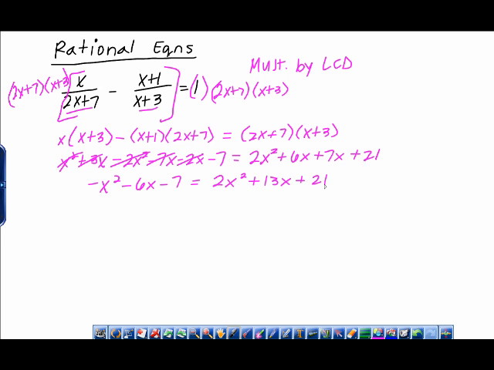I'm looking over here though and I'm thinking it would be much easier to go ahead and add x squared and to add 6x. Remember that with quadratics, which is what this is turned into, you want one side to be 0. So I have that now. And I have 3x squared plus 19x plus 28.